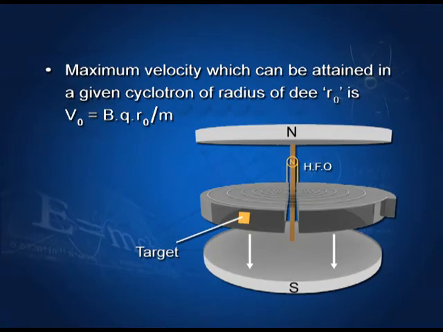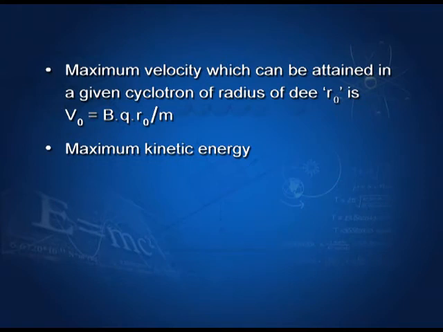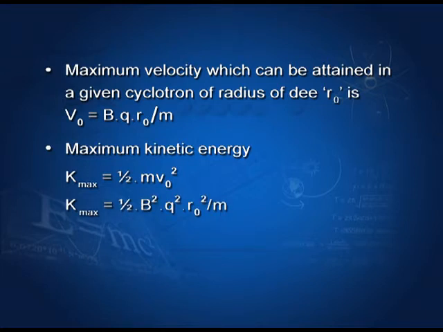The maximum velocity which can be attained in a given cyclotron with radius of the D R naught will be V naught equals B Q R naught divided by m. So, the maximum kinetic energy is equal to half into mass into the maximum velocity square. Substituting the value of the maximum velocity, we get maximum kinetic energy is equal to half B square Q square R naught square divided by mass.